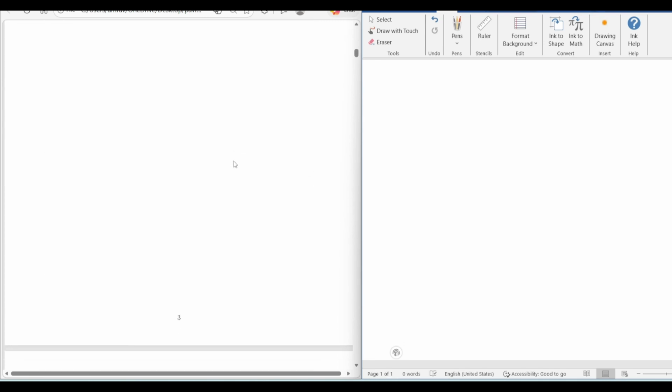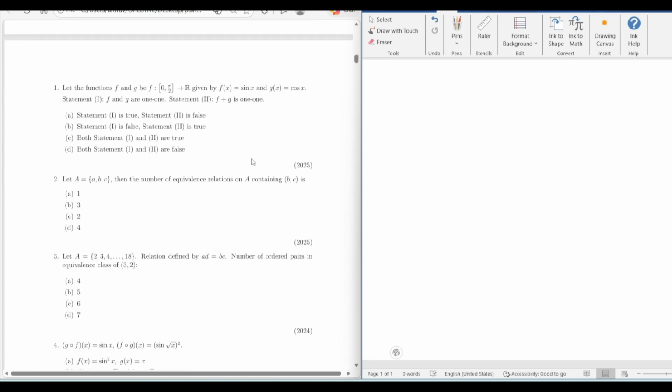And now we'll be starting with PYQs. We'll first start with the first question from 2025. So as you can see the question here, they have given two functions f from 0 comma pi by 2 to R given by f of x is equal to sin x and g of x is equal to cos x. Both the functions have domain 0 comma pi by 2 and the codomain is real numbers.